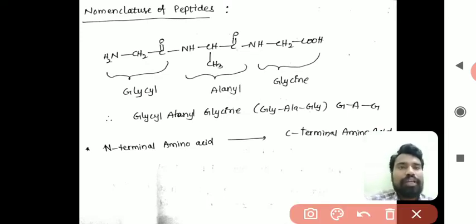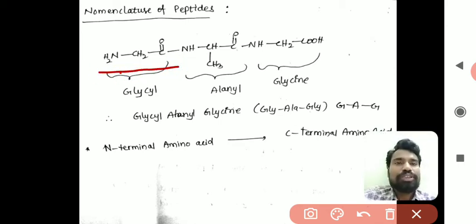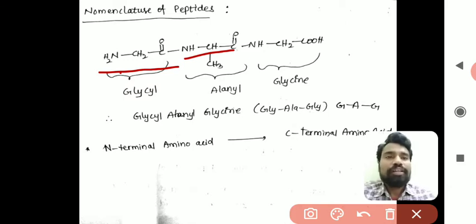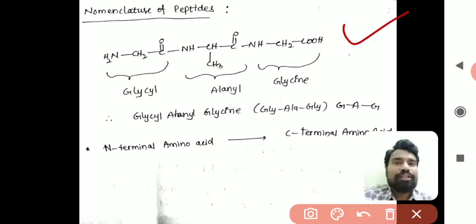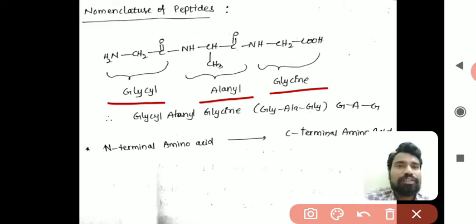So observe the nomenclature of peptides, right? Just observe here, this is glycine, that is NH2CH2COOH, reacted with alanine, that is NH2CHCH3COOH, and then again with glycine. So this is a tripeptide. Here is how to write the name of peptides. The first one is glycine, next is alanine, next is glycine, right? So the name is like this: glycyl alanyl glycine.